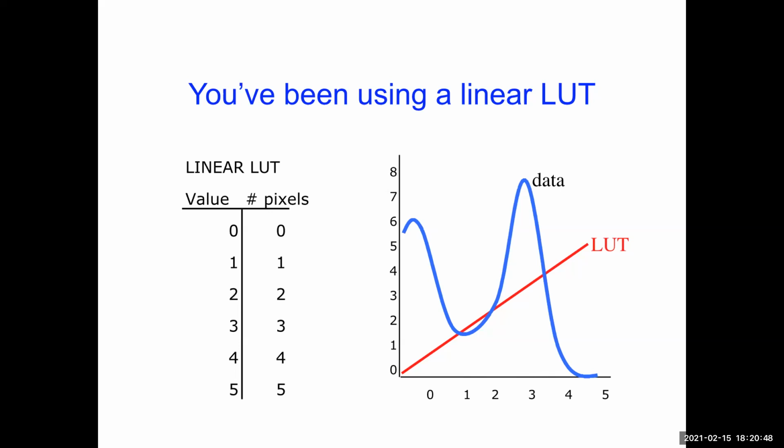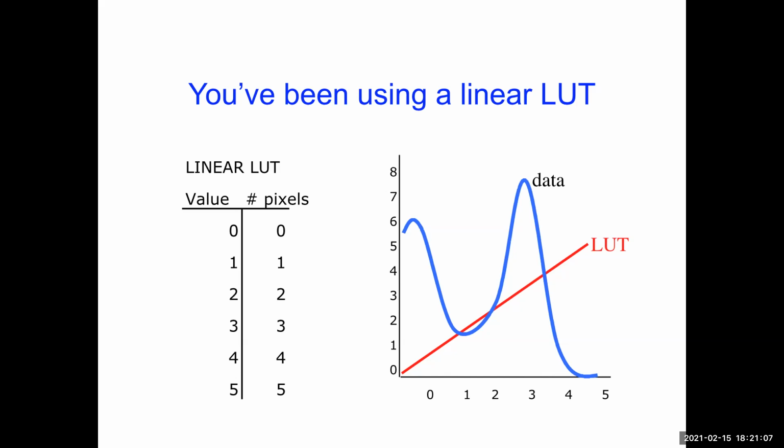It's the one that intuitively makes most sense. The original value is 0. Let's display it as 0. The original value is 1. Let's show it as 1. Original value 2, let's call it a 2. 3, let's display it as a 3. 4, display it as a 4. And 5 as a 5.